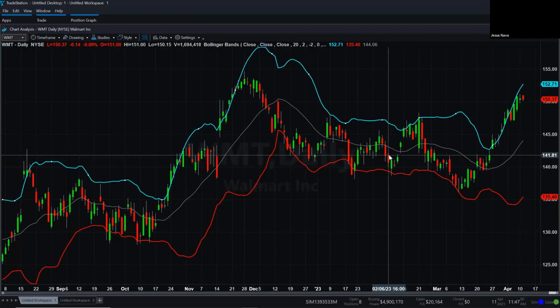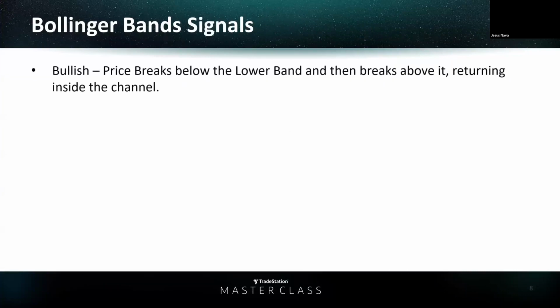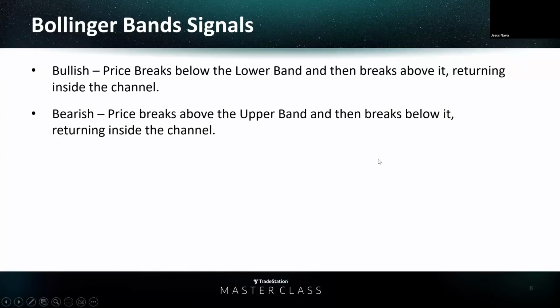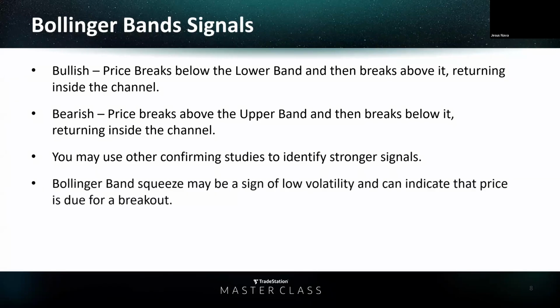Let me go back here to my PowerPoint because I have some information on some signals. Bullish: price breaks below the lower band, exactly what we were talking about, and then breaks above it. That return inside the channel is your bullish signal. And the bearish is the opposite. When we have a break above the upper band, and then it breaks below it again and returns inside the channel. That's one of the things that we look at in the Bollinger Band. That's the default criteria, and we use other confirming studies for stronger signals.